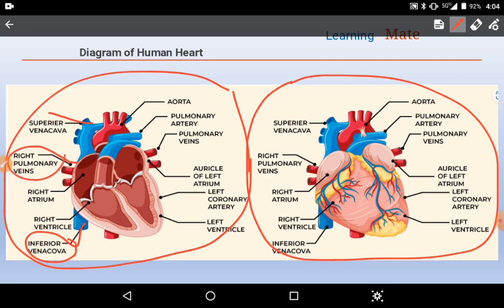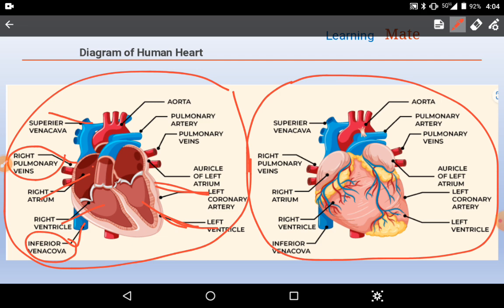Then we have the right atrium. The blood that enters the heart comes to the right atrium, this section, and moves into the right ventricle. So this is the first chamber of the heart, and the second chamber is called the right ventricle on the right hand side. Now over here we have the left ventricle, and you can see the left artery also here.